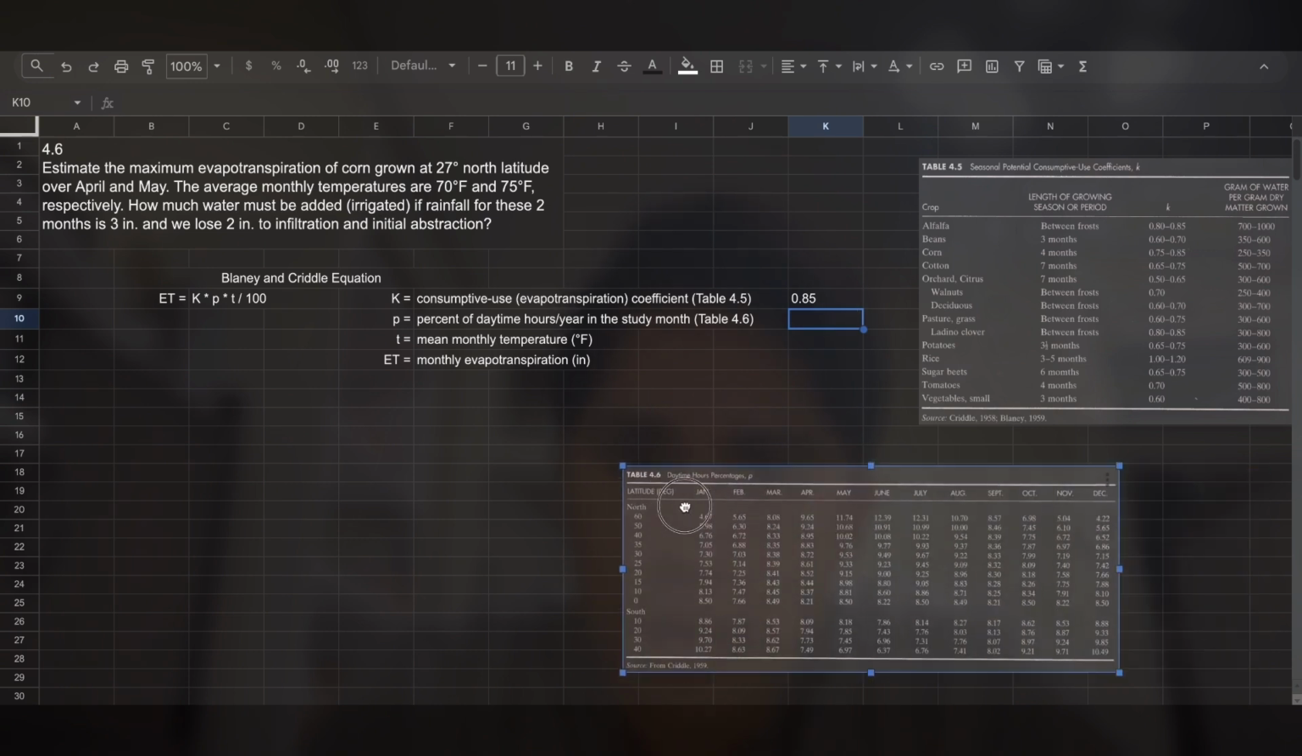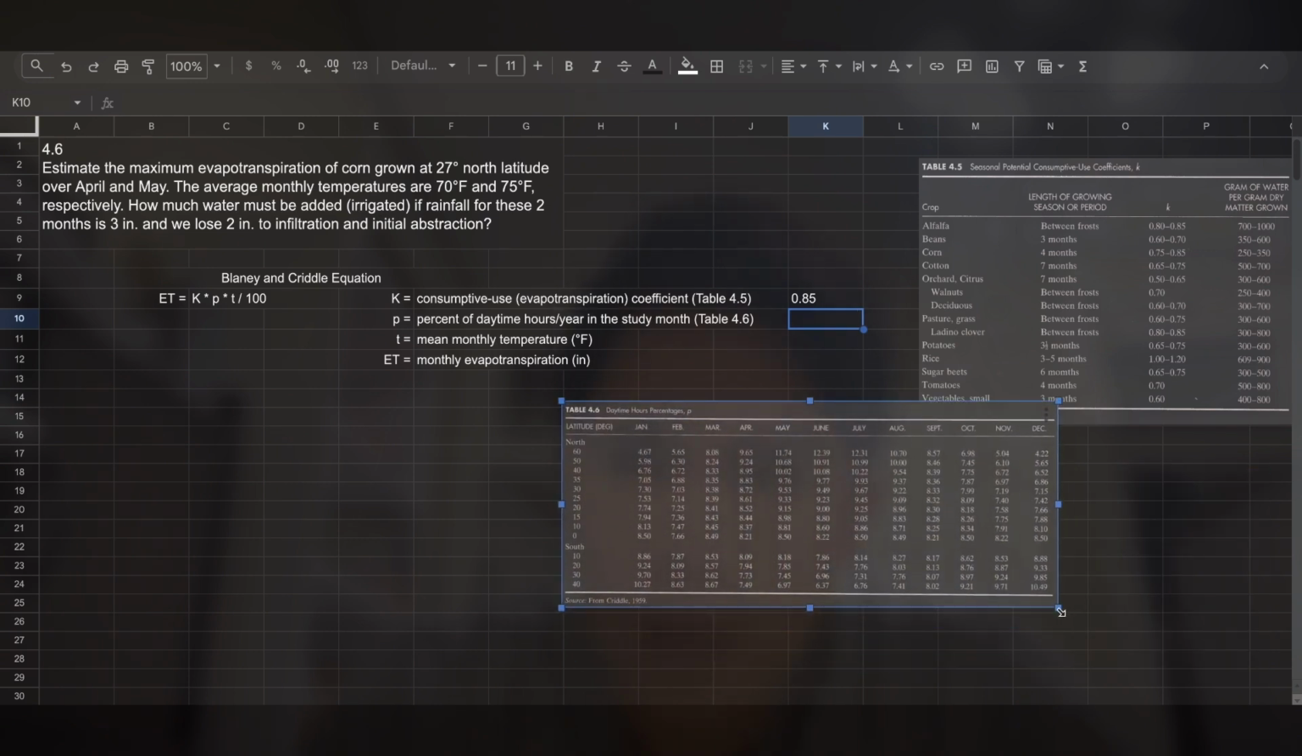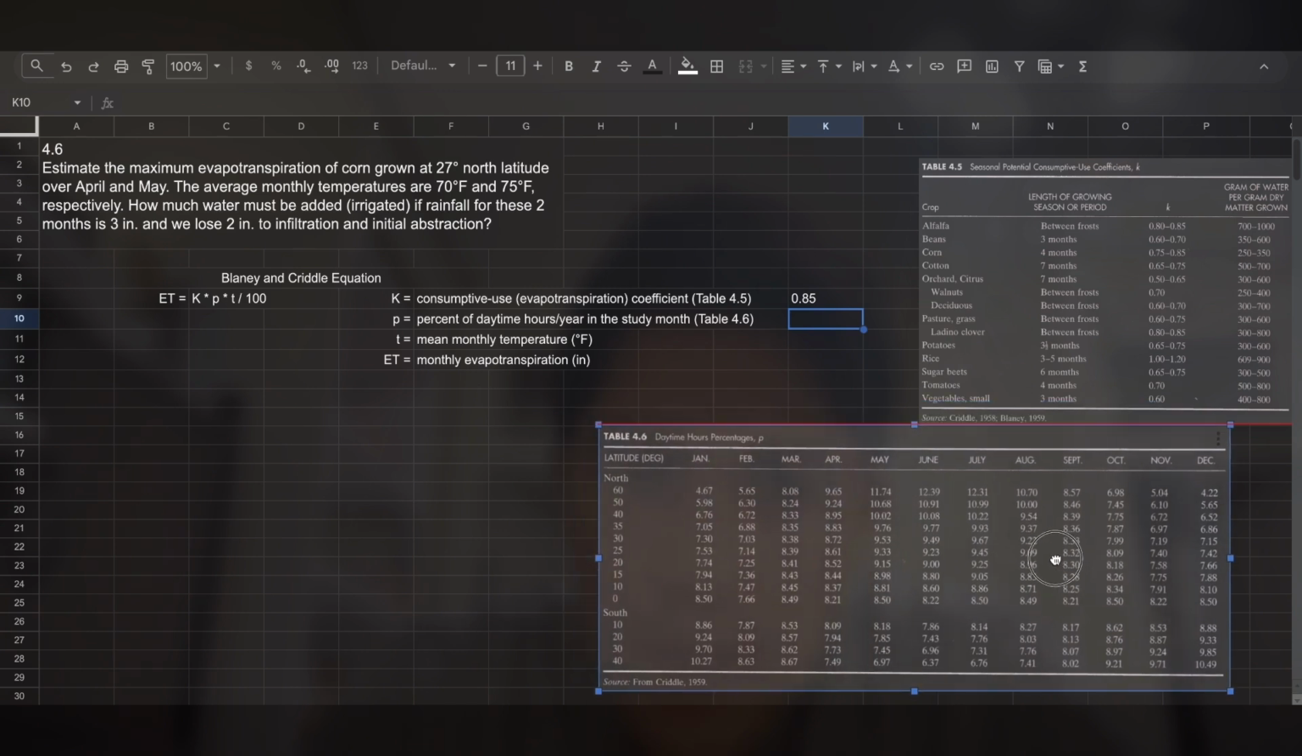We're going to use table 4.6. And for this, we've got to be a little more careful because we're given 2 months now. So let's go to 27 north. It will be between 25 and 30, so you have to linearly interpolate. And then April and May, so it will be between these 2 values and between these 2 values.